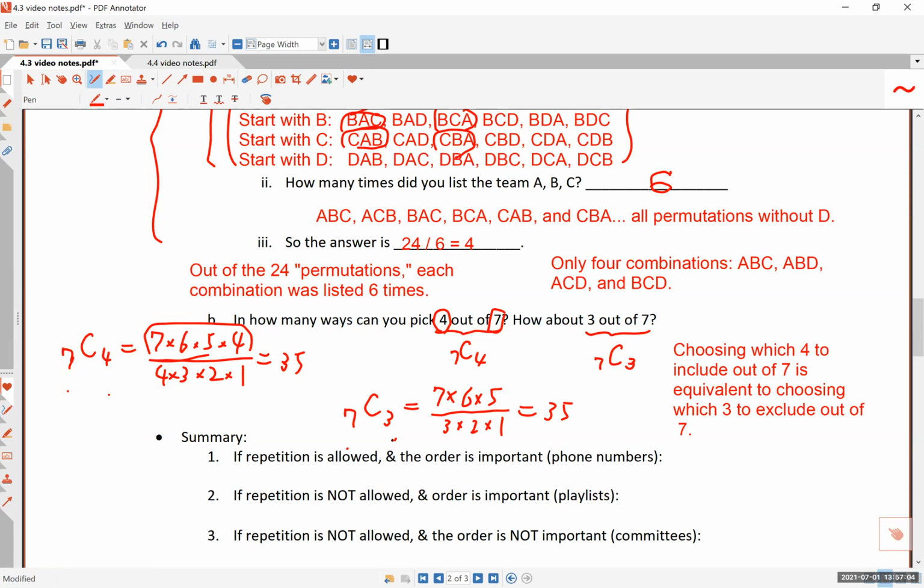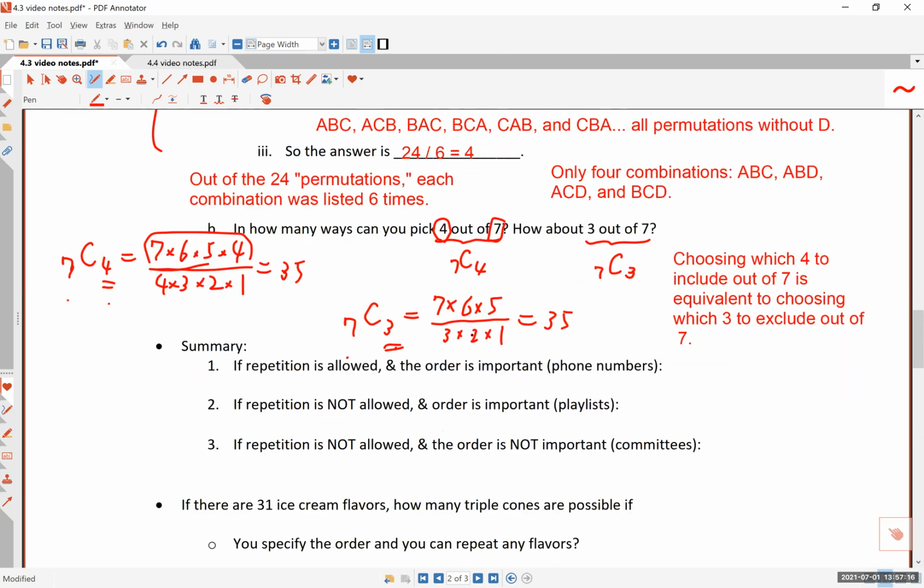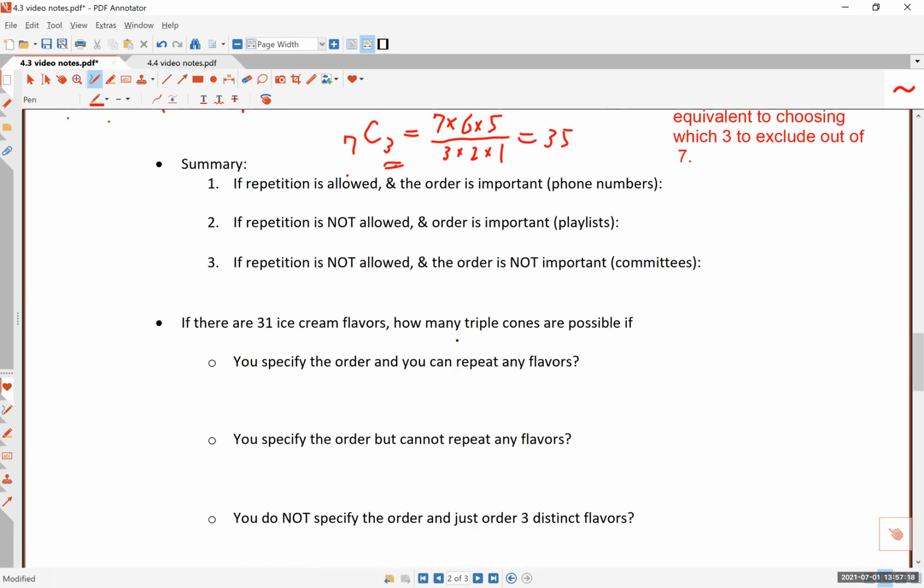As long as these 2 numbers add up to the total number, in this case 7, then your answer would be the same. And in general, the number of combinations would be much, much smaller than the number of permutations. Okay, so here is a little summary.